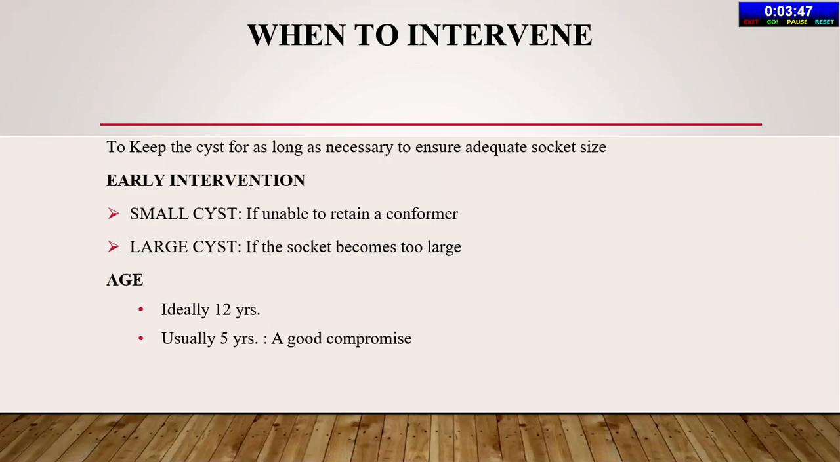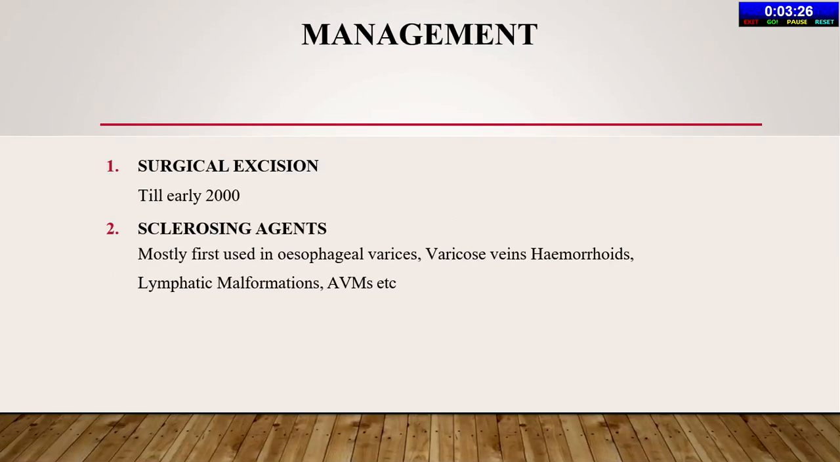The principle behind the intervention is to keep the cyst as long as necessary to achieve adequate socket size. The ideal age is 5 years, and early intervention is needed in case of a small cyst if it is unable to retain the conformer. In case of a large cyst, the socket becomes too large and it is difficult to accommodate the conformer. Before 2000, surgical excision was the only option. Later on, sclerosing agents came into place.